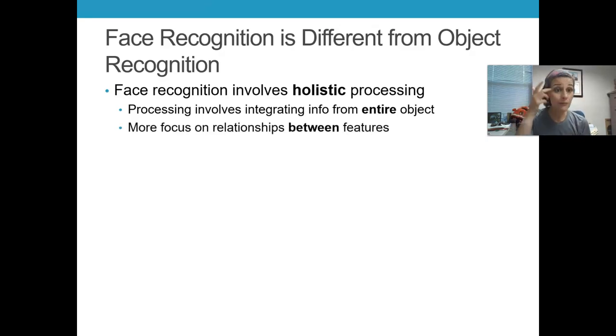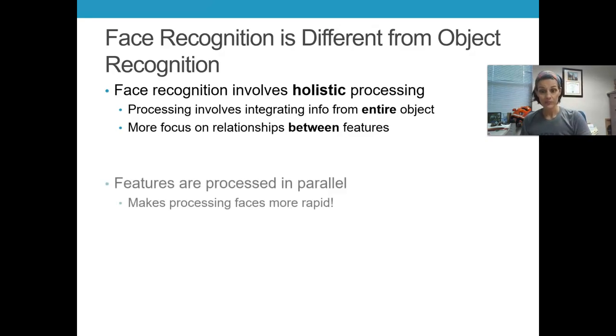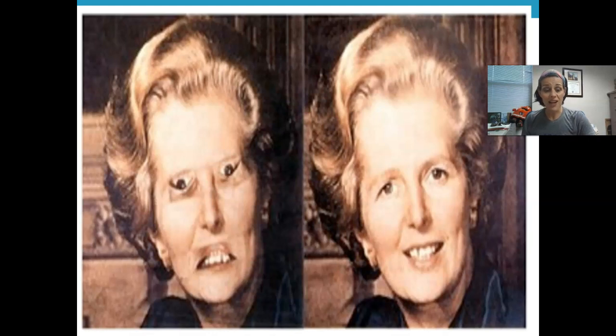Which means instead of focusing on the individual features, we're looking at the relationship between those features. Everybody has eyes, nose, and a mouth. What makes each face different are the relationships between those different features. Another thing that makes faces special is that these features are processed in parallel, and that makes face processing much more rapid.